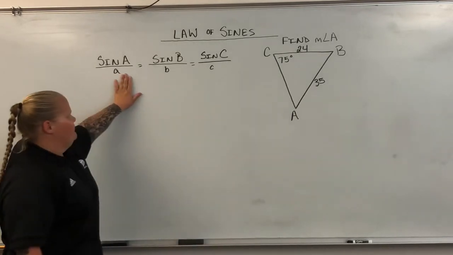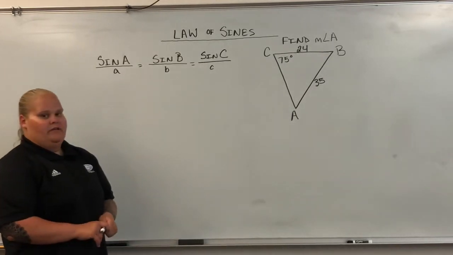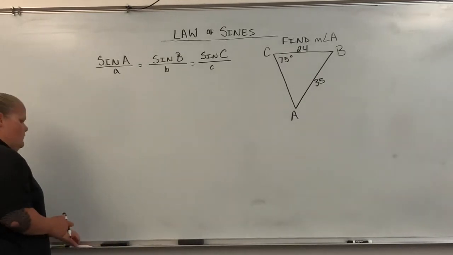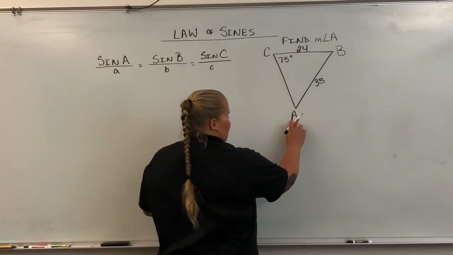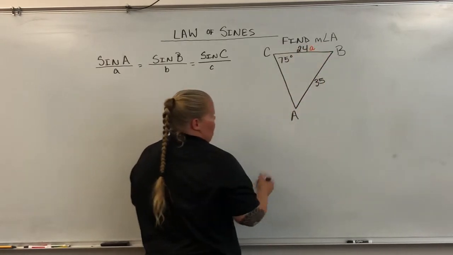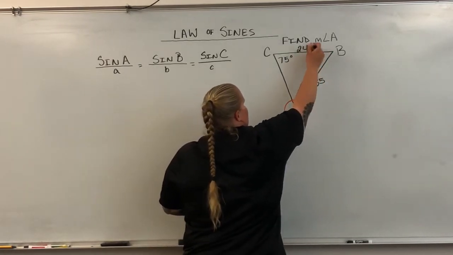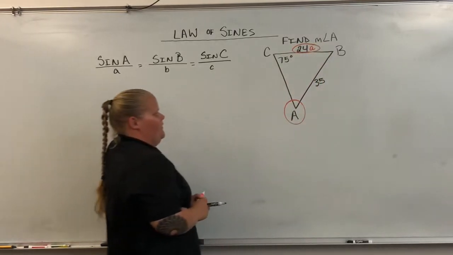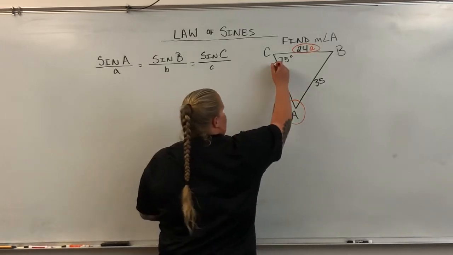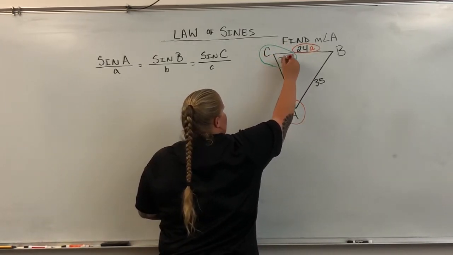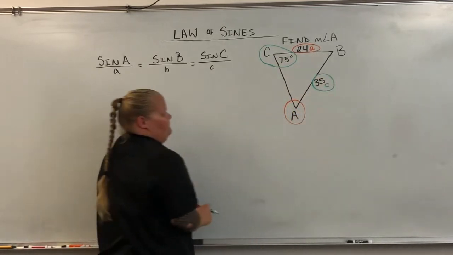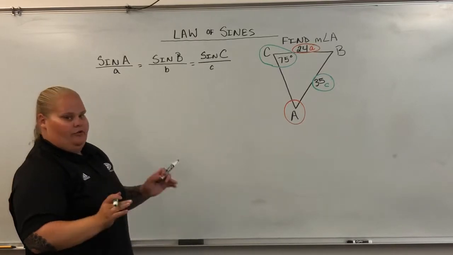Again, I'm going to use the law of sines to solve for this missing piece, and in this case it's an angle. I'm going to start by labeling my sides. I know that I'm looking for angle A. The side across from angle A is always labeled side A, so I know that these two pieces will go together. And then I have angle C. Angle C is 75 degrees. And the side directly across from angle C is side C, and that's 35. So I'm going to go ahead and put those two together.